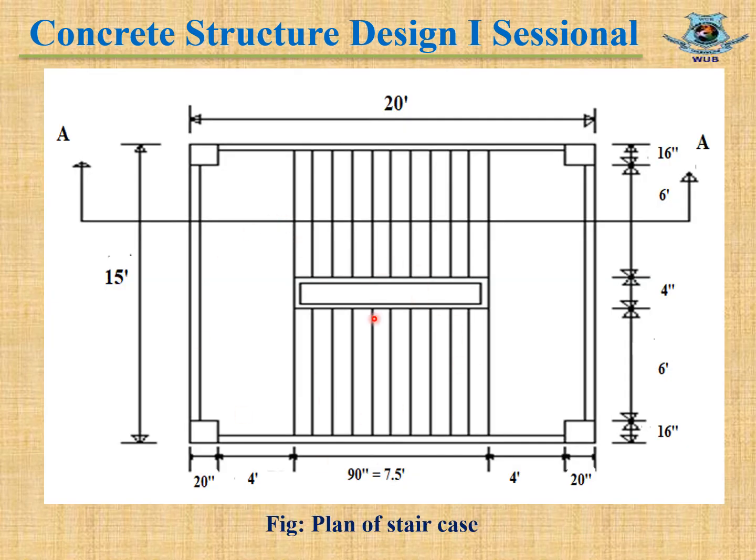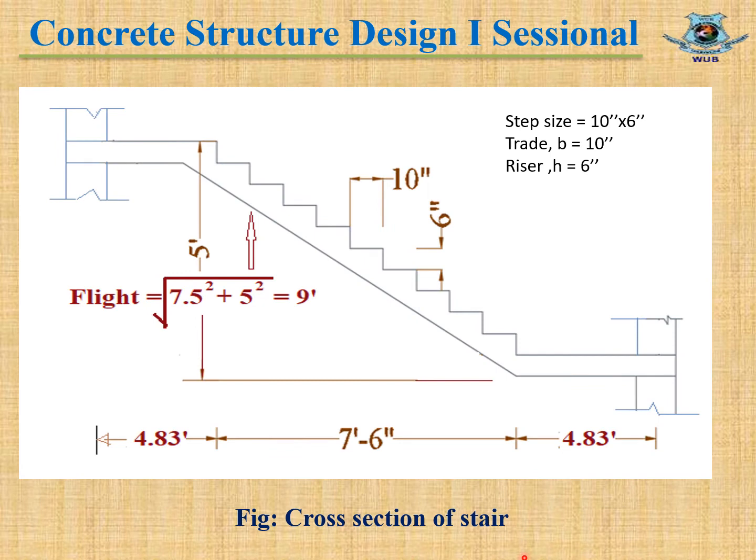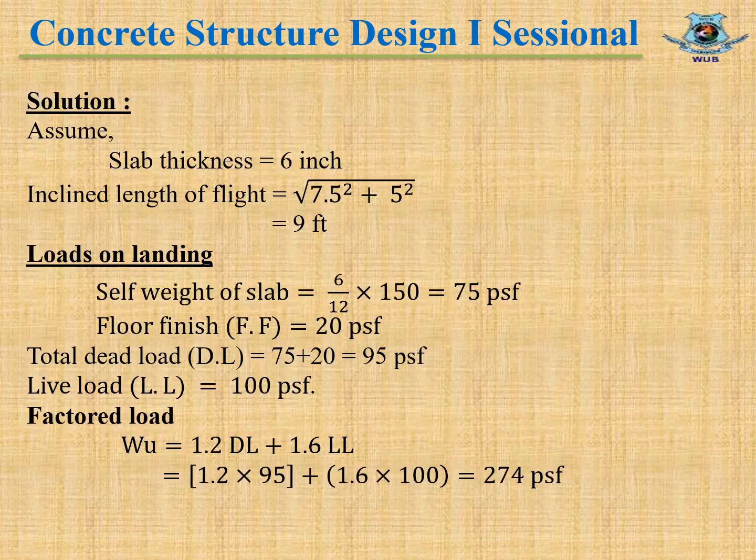This is the plan view of the staircase. This is the cross section of the stair. Here, step size is 10 inch by 6 inch and flight length is 9 feet by assuming Pythagoras theorem. Assume slab thickness equal to 6 inch. Inclined length of flight equal to 9 feet.